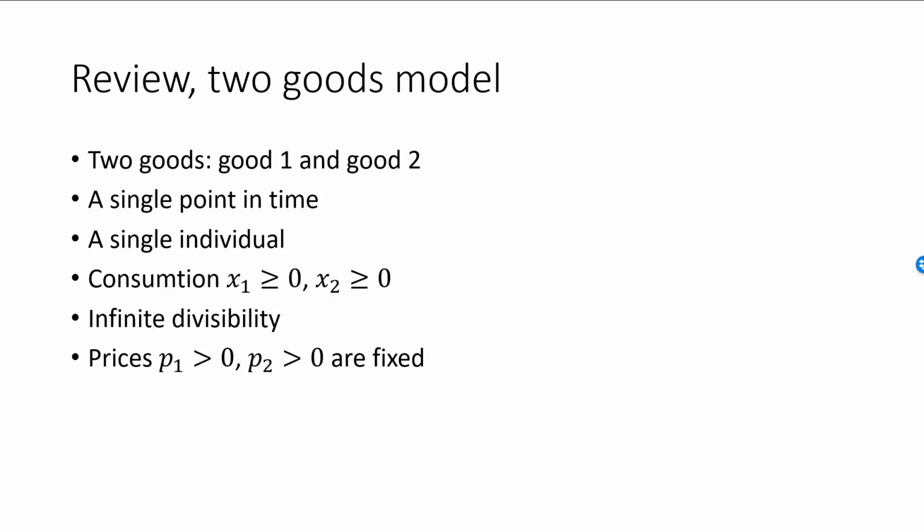The price of good 1 is denoted by P1 and the price of good 2 is denoted by P2. Both prices are strictly positive and fixed. The consumer has a strictly positive income denoted by M. The consumer now needs to decide on how much to consume of each good. In the previous lectures, we have looked at the restrictions she faces. Her total expenditure may not exceed her income.